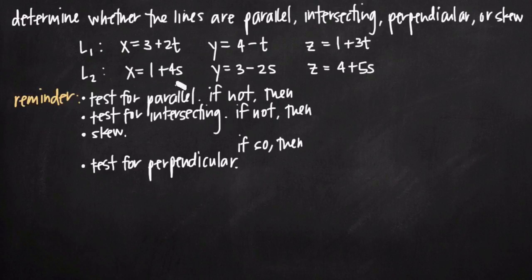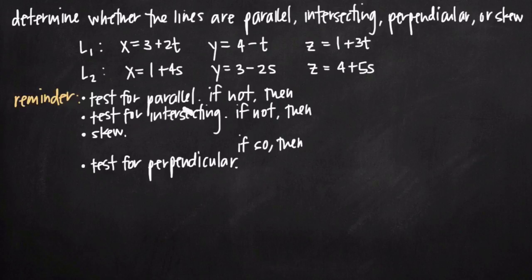If they're not parallel, if we use our test and we conclude that the lines are not parallel, then we move on to our test to see whether or not the lines are intersecting. If they're not intersecting, then we've already ruled out parallel and we've ruled out intersecting, so we can conclude that the lines are skew lines. We don't have to go any farther.